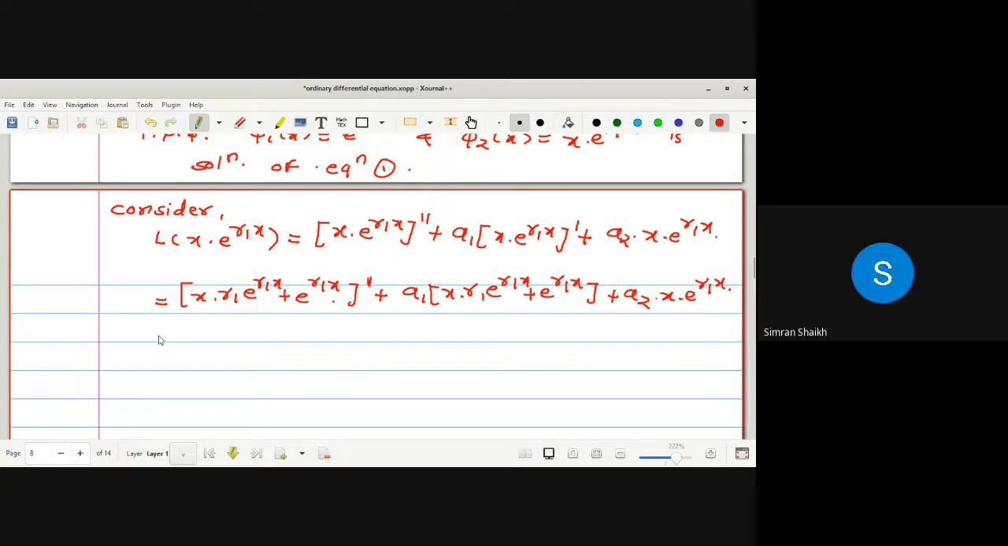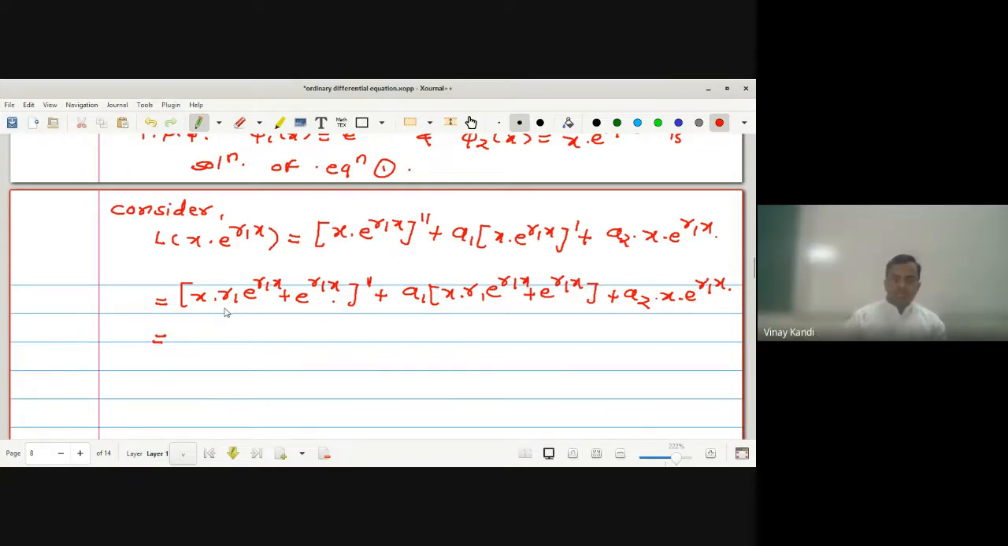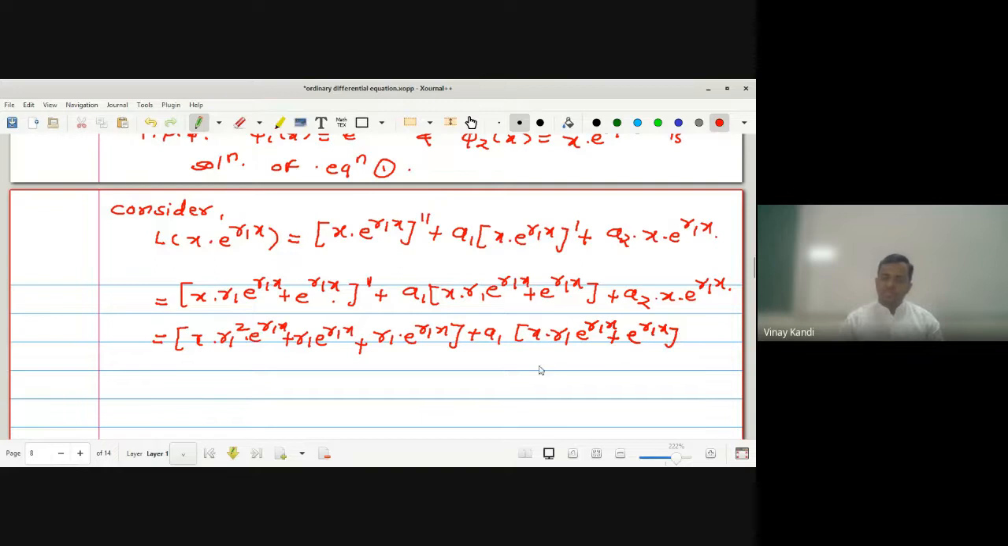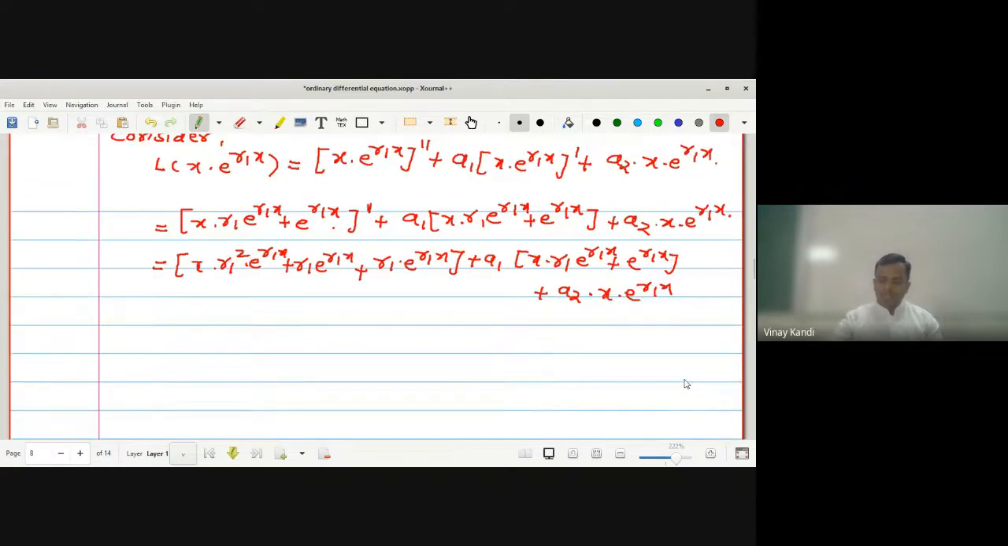No, sir. Again, now apply the u into v rule for derivative. So what we get then? x into R1 square e raised to R1x plus R1 into e raised to R1x, derivative of x is equal to 1, plus, and derivative of this one now, R1 into e raised to R1x, plus a1, this one as it is, x into R1 e raised to R1x plus e raised to R1x, plus a2 into x into e raised to R1x. Any doubt?